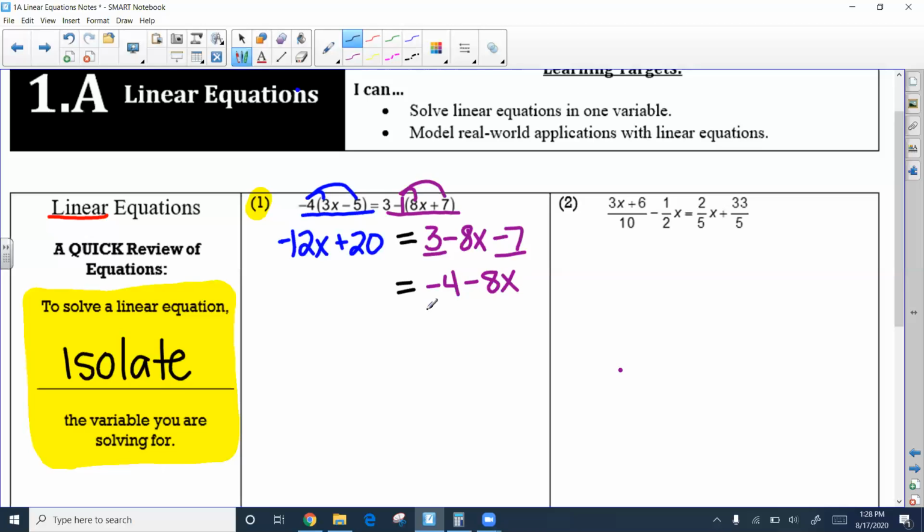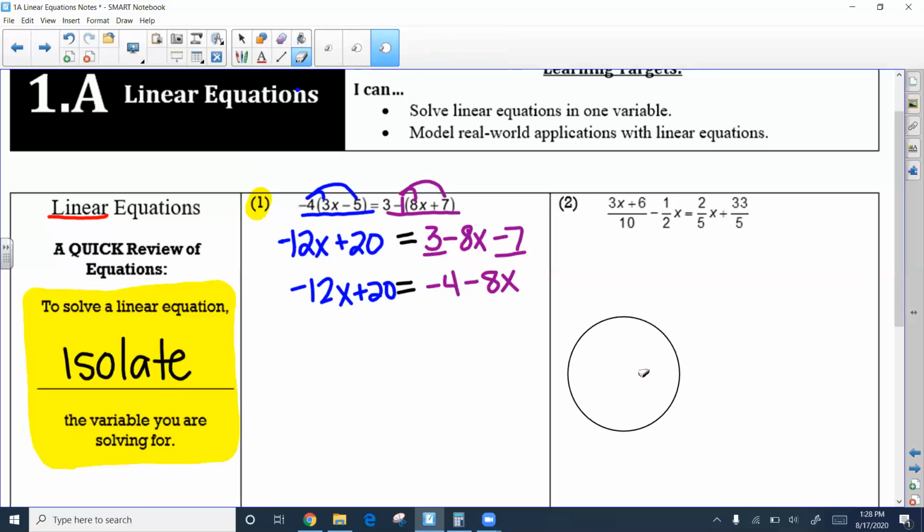Let me rewrite the other side. So I've got my equal sign, and my left side was -12x plus 20. Okay. So that's the first step. We always want to simplify each side of the equal sign separately.